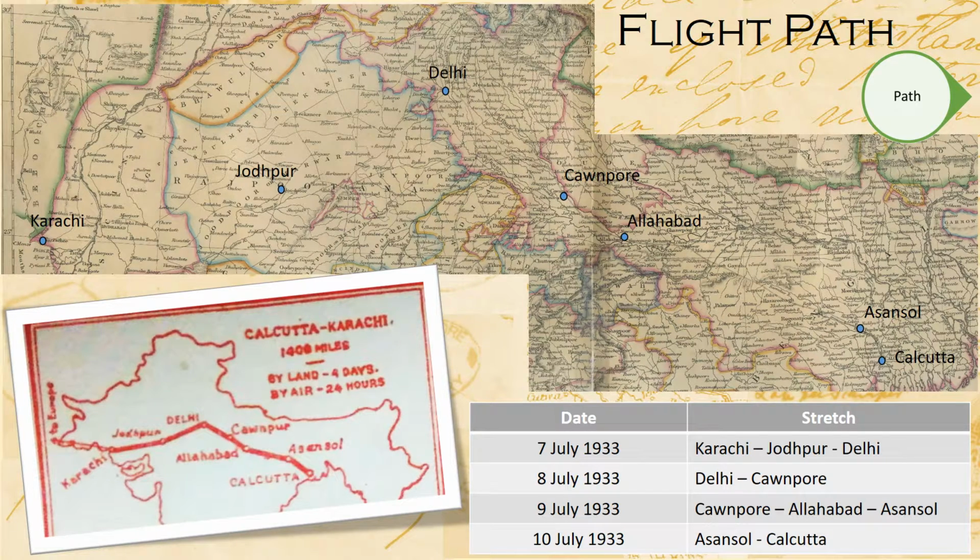Now coming to the path taken by the letter. So, this letter was carried on a section of flight which was much longer. It took off at Karachi on July 7, 1933, halted at Jodhpur, and landed at Delhi by evening. Again, it flew from Delhi to Cawnpore on the 8th. Cawnpore to Asansol section was covered on the 9th and further it landed in Calcutta on the 10th of July 1933.